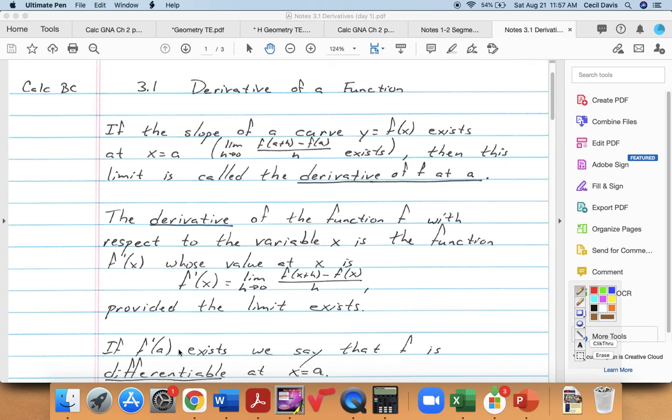If this limit exists at a point a, we say that f is differentiable at x equals a. And you're like, where did differentiable come from? I thought it was derivative. Why isn't it derivatable? Well, derivatable sounds weird to start with. But the other reason, and more importantly, is that this comes from the difference quotient. So that's why it ends up being differentiable.